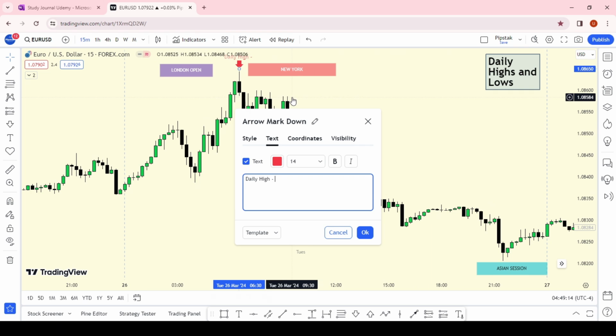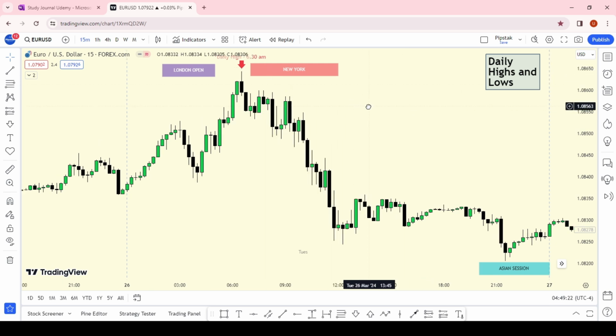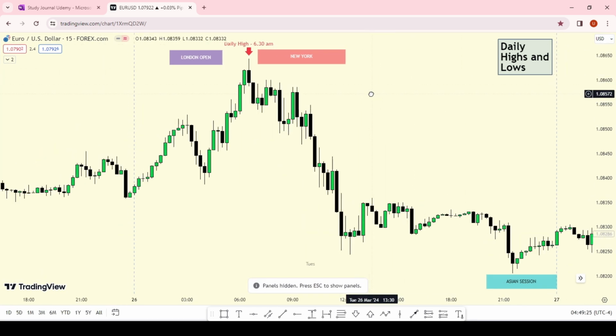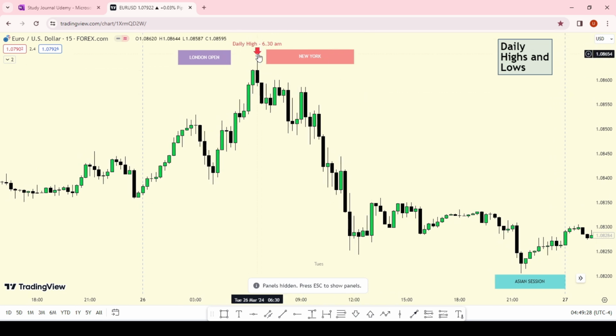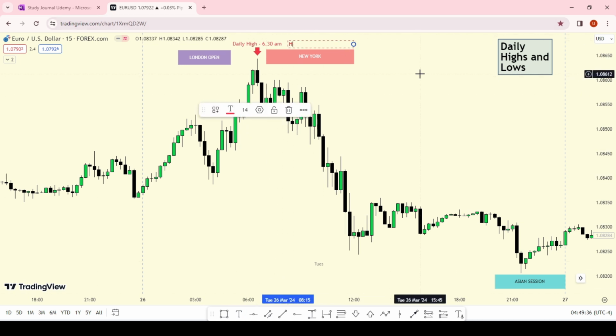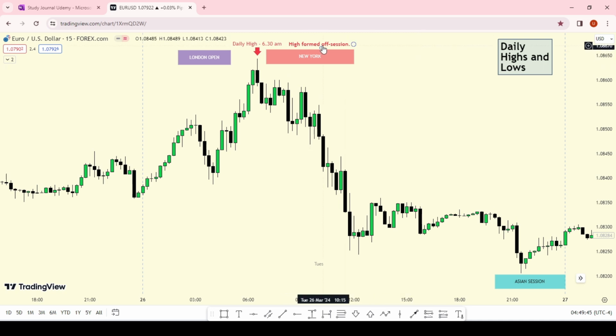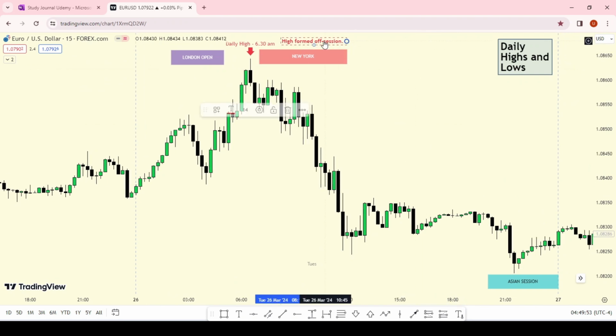Then you can indicate the time that it was formed. This is 6:30 a.m. If you can see this time that I've indicated, it's not falling within the sessions that we have shown. So what you want to do is also note that high formed off session, meaning that it is not within any of the sessions that we have outlined, which is the London Open, New York Open, or Asian session. So you also want to note the session that high has formed.